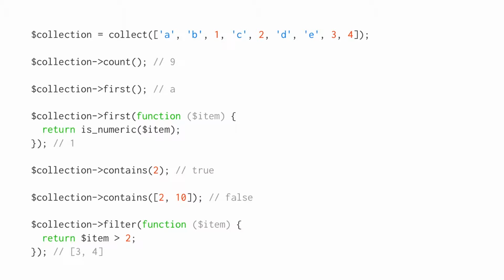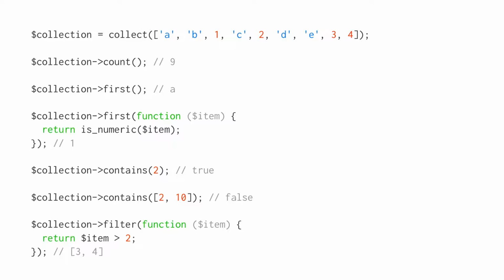We can run count to get the number of items in the collection. We can run the method called first to get the first item. If we want to be more specific, we can pass a callback to define which one is first. In this case, we want to find the first item which is numeric, in this case, one. We can also run a method called contains to say, does this collection contain a value? So no more haystack needle conundrums.